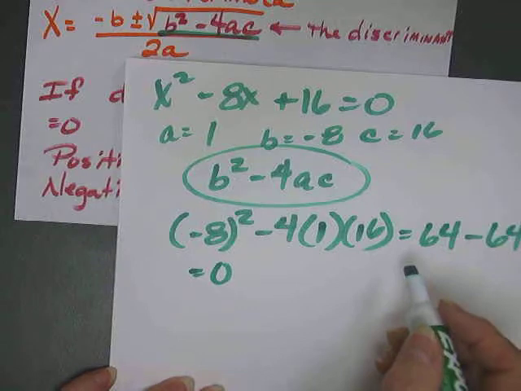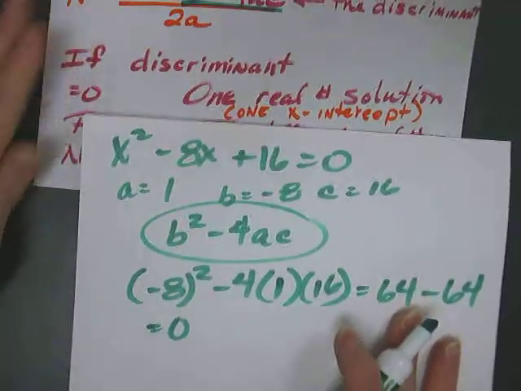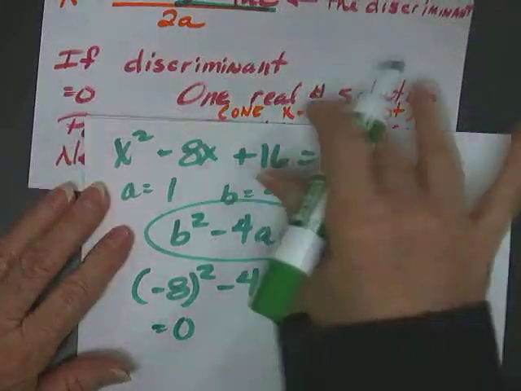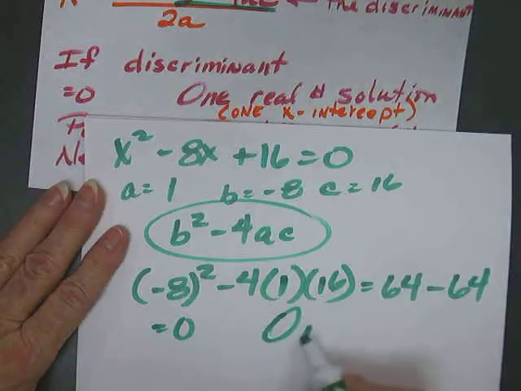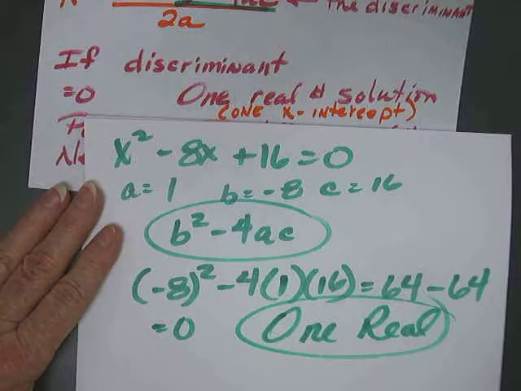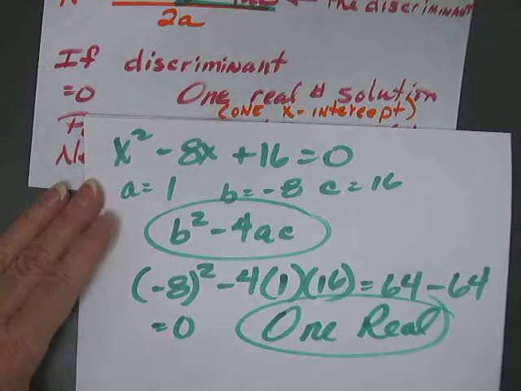So it's 0. How many, and are they real or non-real? Real. One real number solution. You don't have to know about the x-intercept. So one real solution.